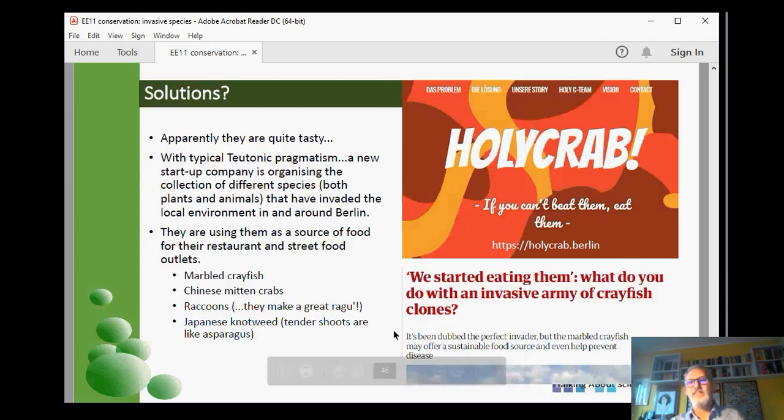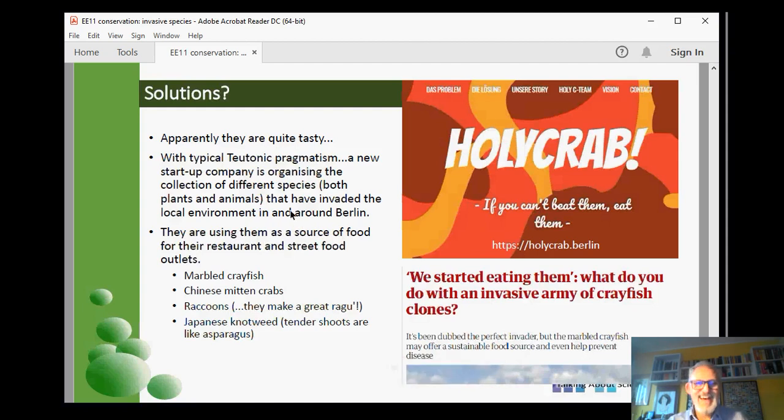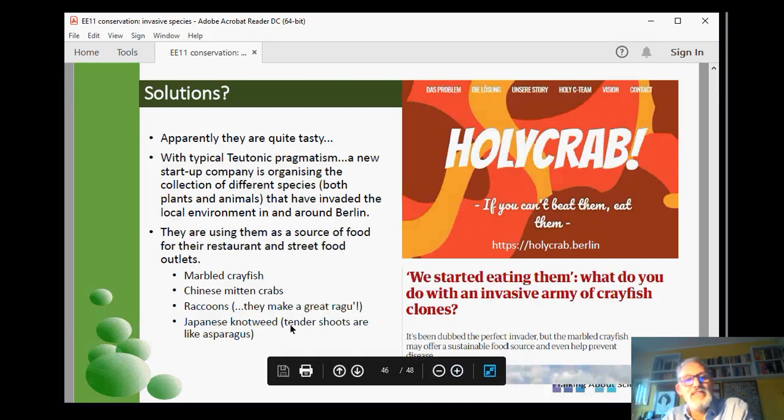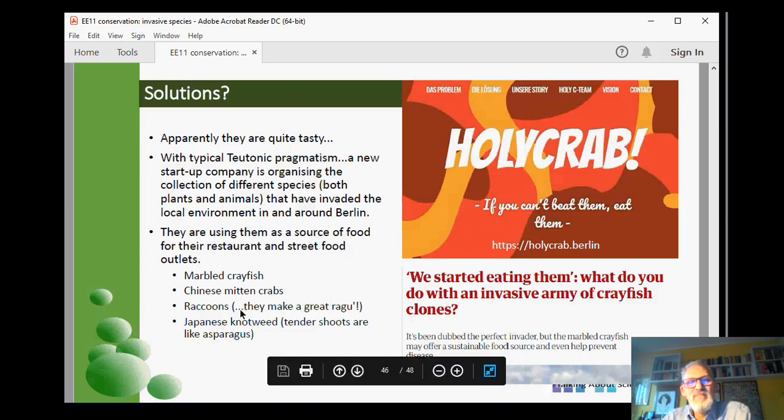This is true. You can Google this. You need to go onto a website called Holy Crab. And yes, as they say, if you can't beat them, eat them. And this is what they're doing. Essentially, these things are becoming the go-to street food because they're apparently quite tasty, along with other invasive species. So yeah, the Chinese mitten crabs are the ones which escaped. They're quite big, actually. There's quite a lot of meat on them. This is one possible solution. And apparently raccoons are not excluded from the list either.